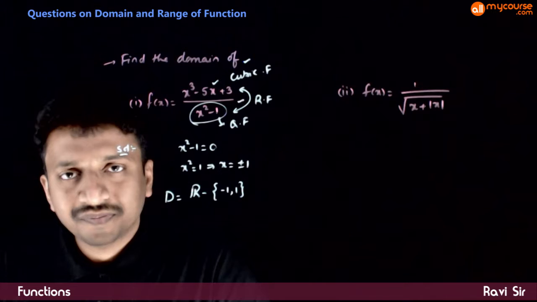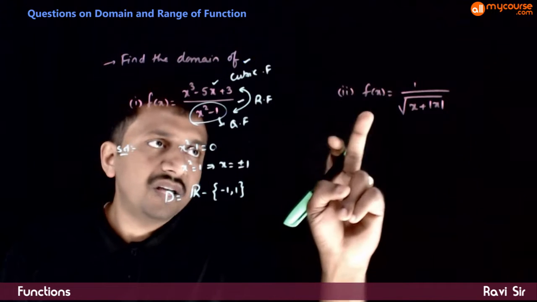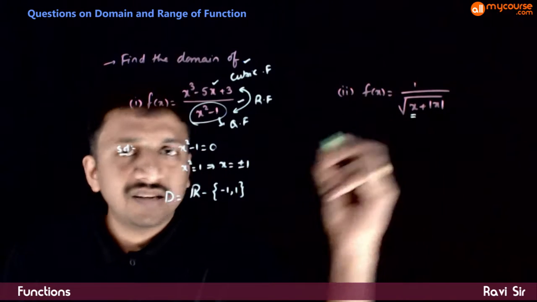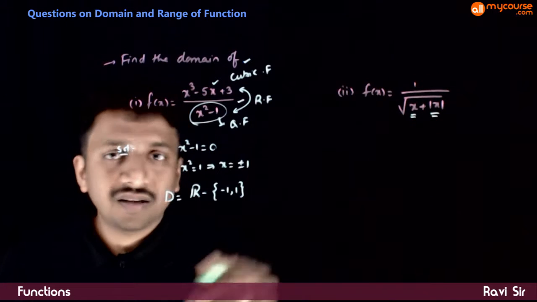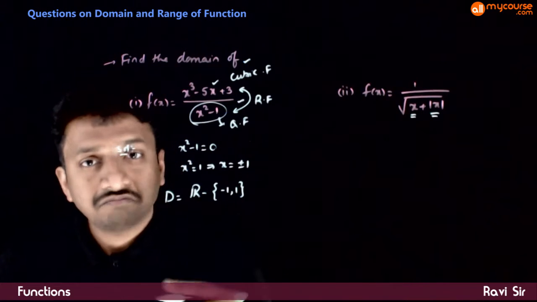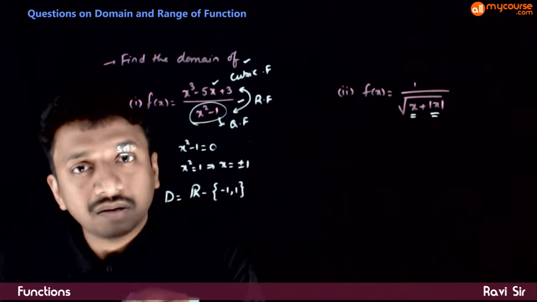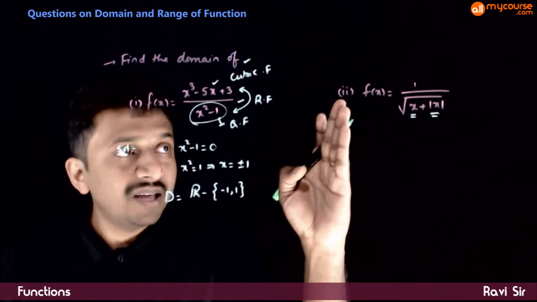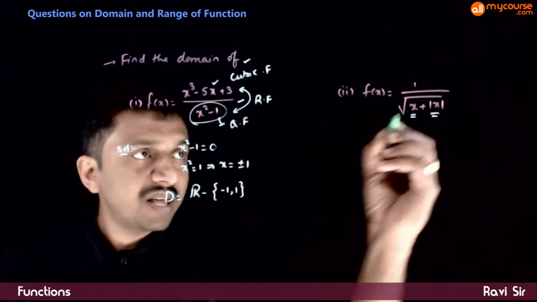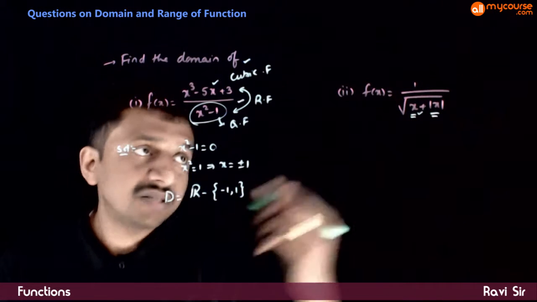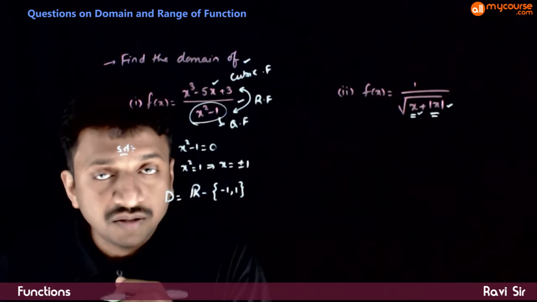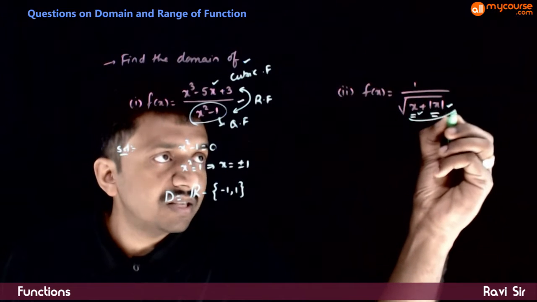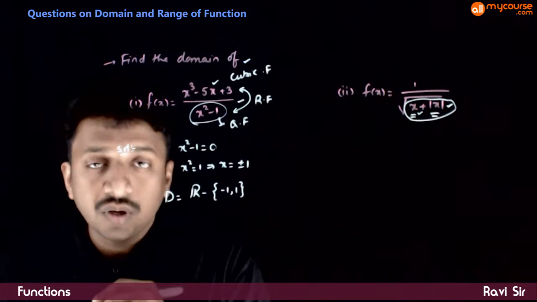As simple as this. In the next question, given f of x is 1 by root of (x plus mod x). So x is a linear function, mod x is a modulus function, then a square root function, and 1 by square root, a rational function. We have 4 different functions that are involved in making this f of x. Now, x is defined for all real numbers. Mod x is also defined for all real numbers. Root is defined only when the number within the square root is greater than or equal to 0.